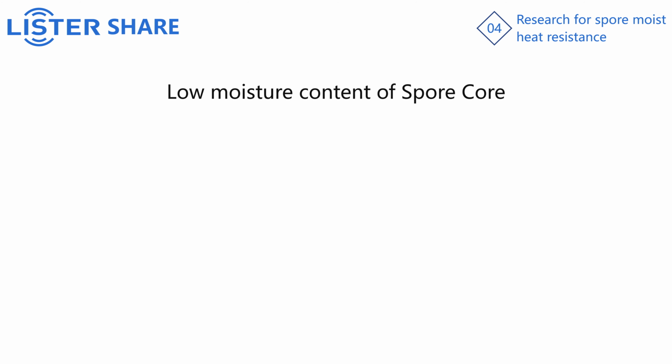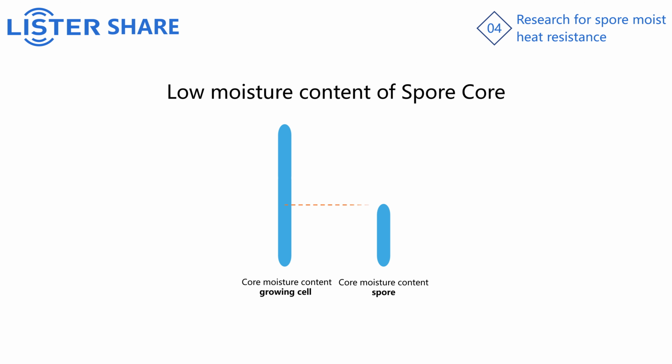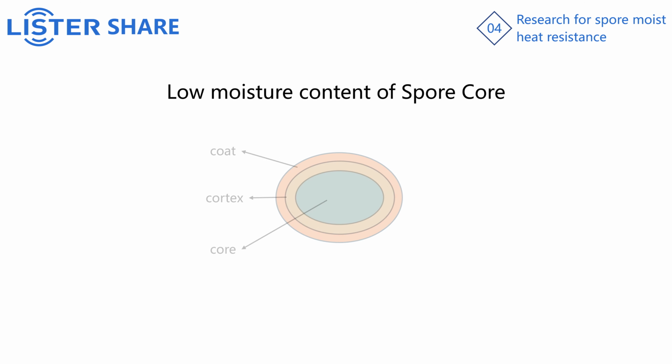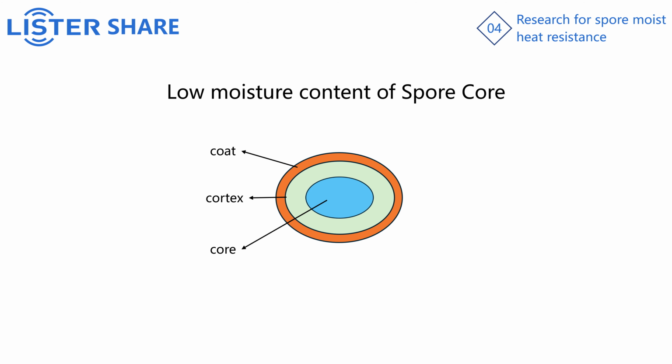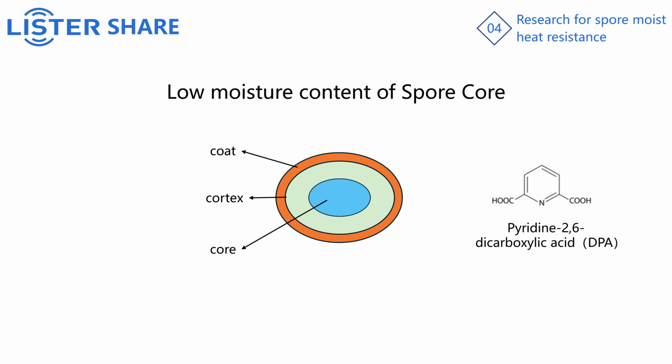Numerous studies have also shown that the low moisture content of spore cores is crucial in resisting moist heat, with the core moisture content of spores being only 25 to 50% of that of growing cells. There are two key steps for spores to reach low moisture content. One is that during the formation of spores, the cortex expands, squeezing a rigid coat and exerting pressure on the spore core, squeezing out the water in the core. The second step is that spores absorb DPA cationic conjugates from the mother cell during the formation process, displacing water, which is commonly referred to as core mineralization.